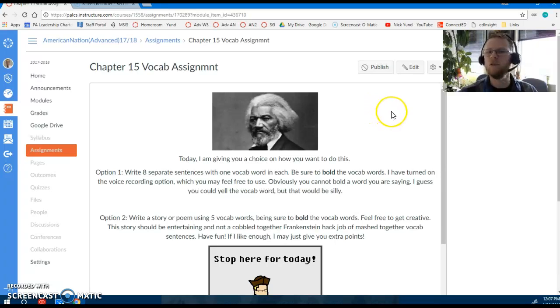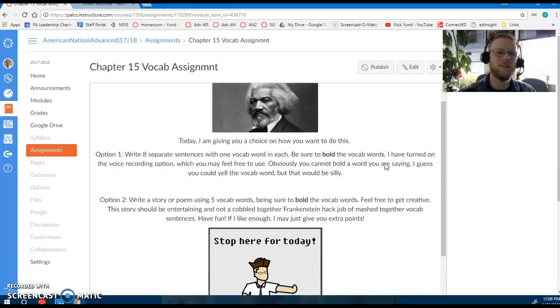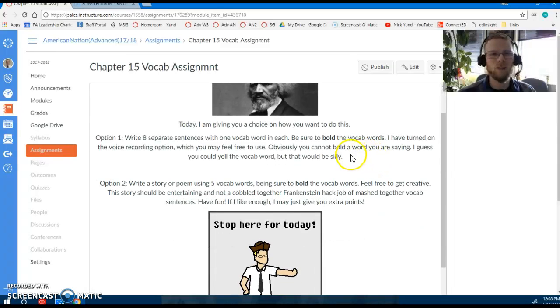Option 1, write 8 separate sentences with one vocab word in each, being sure to bold the vocab word for me or highlight it, however you want to make that look, but bolding works good. I've turned on the voice recording option, which you may feel free to use. Obviously you cannot bold a word you are saying. I guess you could yell the vocab word, but that would be silly. So if you write it down, bold it. If you do it vocally, don't worry about it.